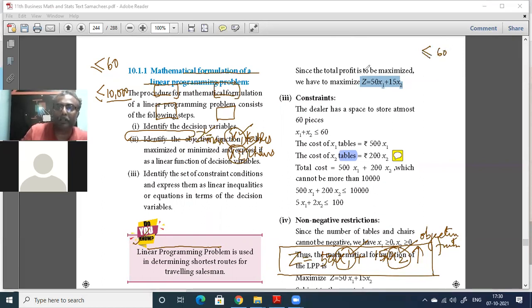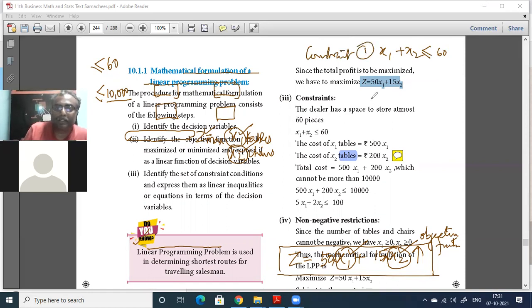You cannot store more than 60 items. That means the number of tables plus the number of chairs should be less than or equal to 60. This is one constraint. So this is constraint one.